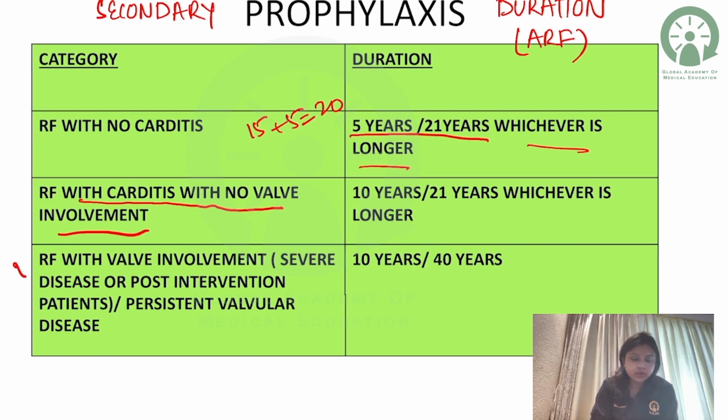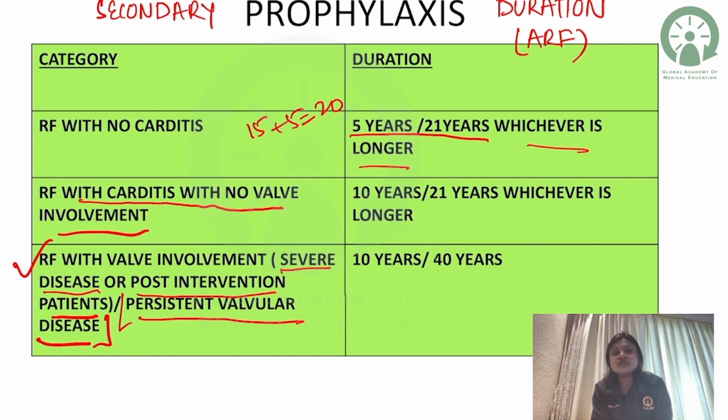The last one, remember, it's rheumatic fever with valvular involvement. So we call it severe disease, also known as post-intervention patients or persistent valvular disease. This is given in the IAP textbook. Persistent valvular disease: it is 10 years or 40 years or lifelong. So understood: 5 years or 21 years, 10 years or 21 years, 10 years or 40 years or lifelong is the duration of secondary prophylaxis in acute rheumatic fever.